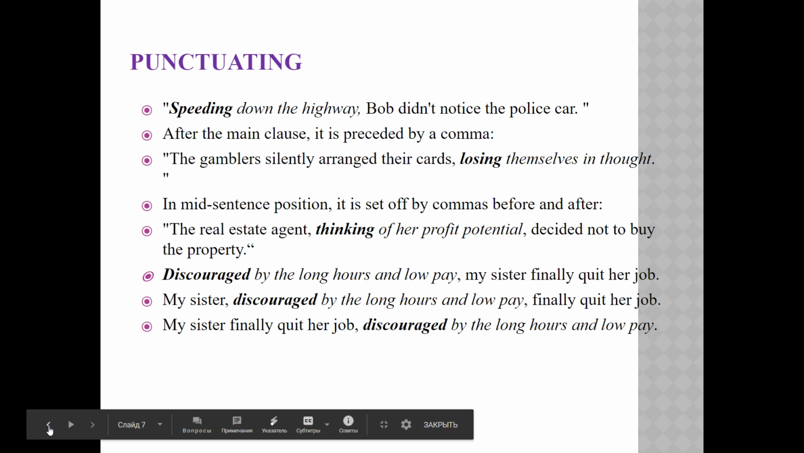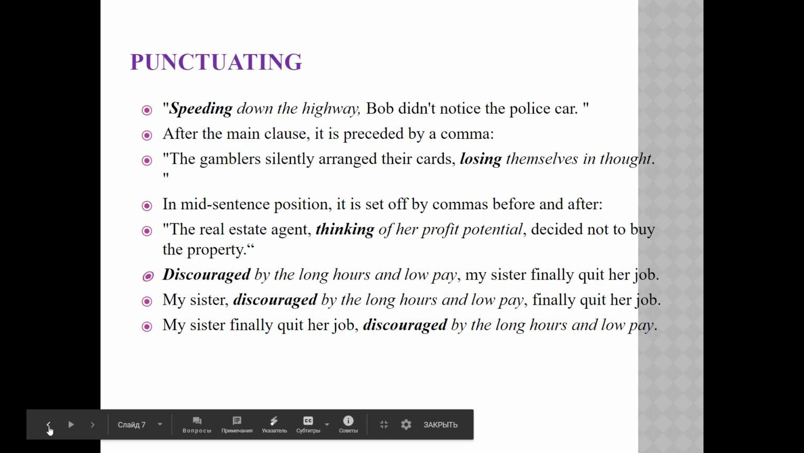In each sentence below, the participle phrase clearly modifies the subject, my sister, and suggests a cause. Discouraged by the long hours and low pay, my sister finally quit her job. My sister, discouraged by the long hours and low pay, finally quit her job. But consider what happens when the participle phrase moves to the end of the sentence. My sister finally quit her job, discouraged by the long hours and low pay. Here the logical order of cause-effect is reversed. As a result, the sentence may be less effective than the first two versions.